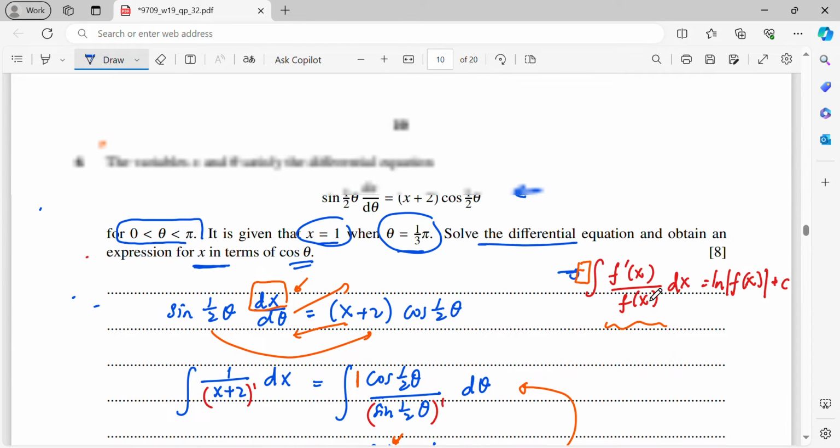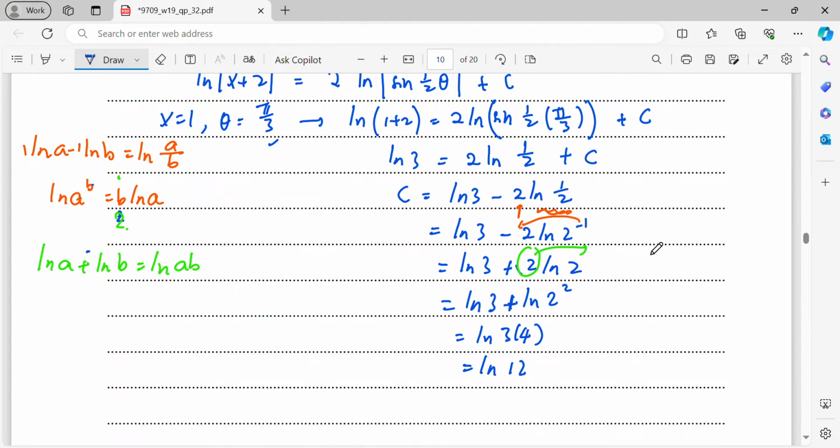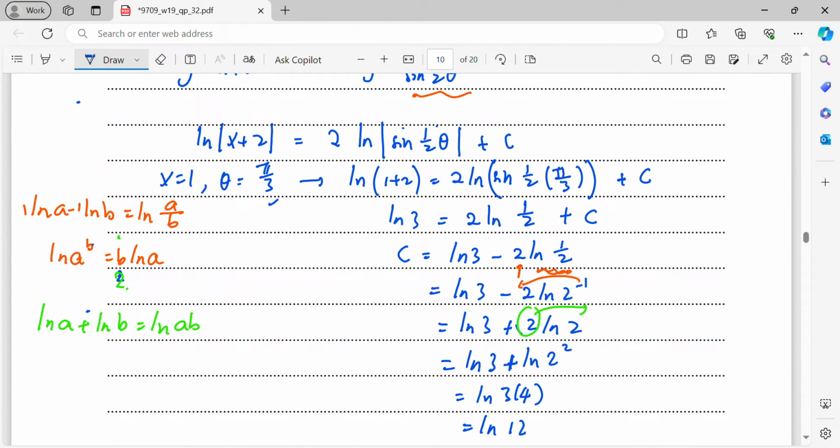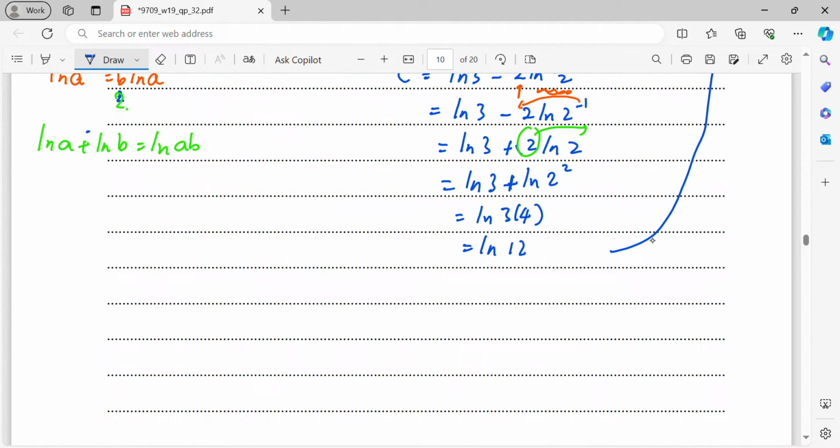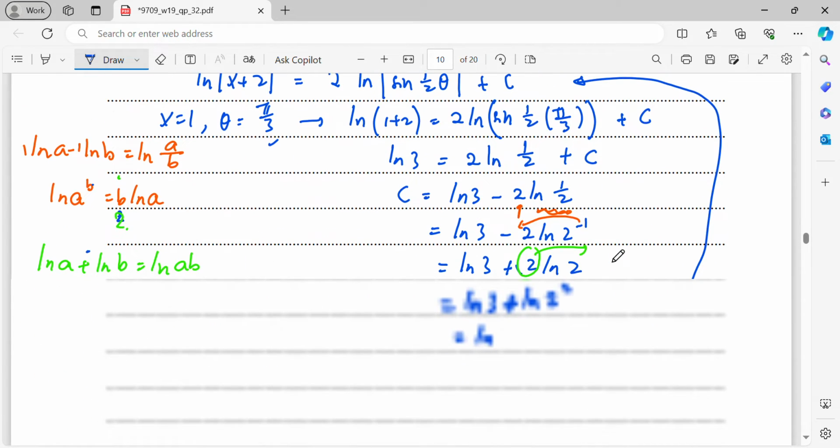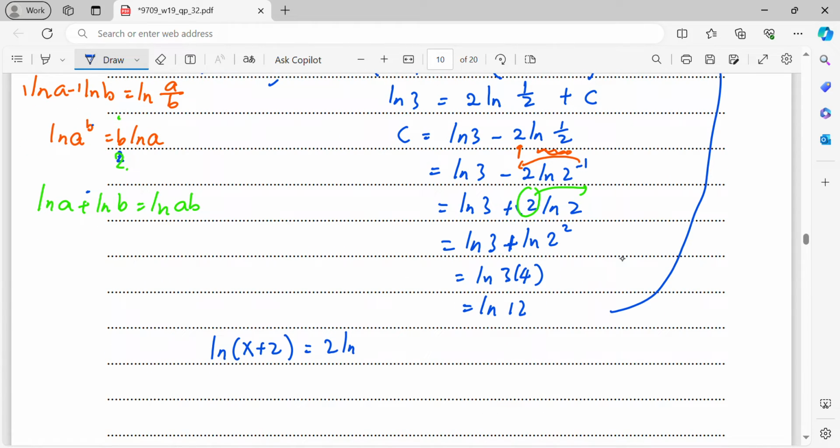Now, when you refer back to the question, you need to get x in terms of cos theta, which means that x must be the subject. Meaning to say that now you substitute this c, ln 12, into the previous solution. So I get ln of x plus 2 equals 2 ln sine half theta, then plus c. c is ln 12. Now, to get x as the subject, again, these two, I need to move up first using this formula so that I can simplify the ln.